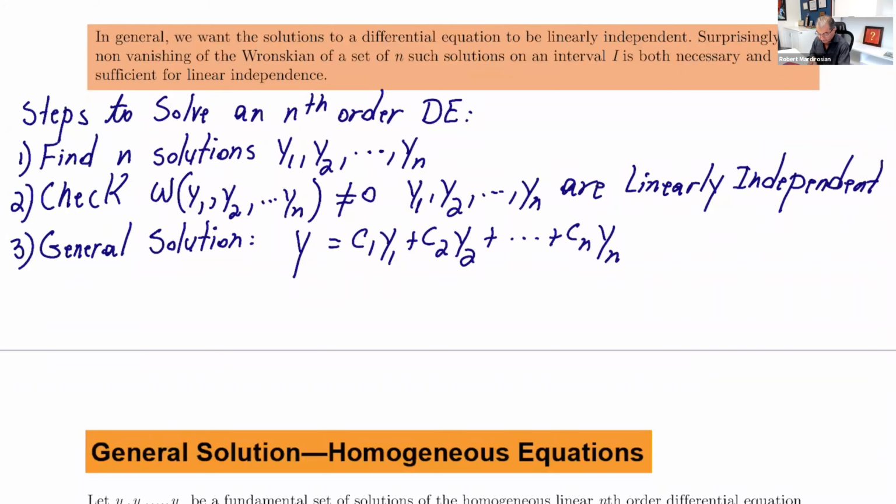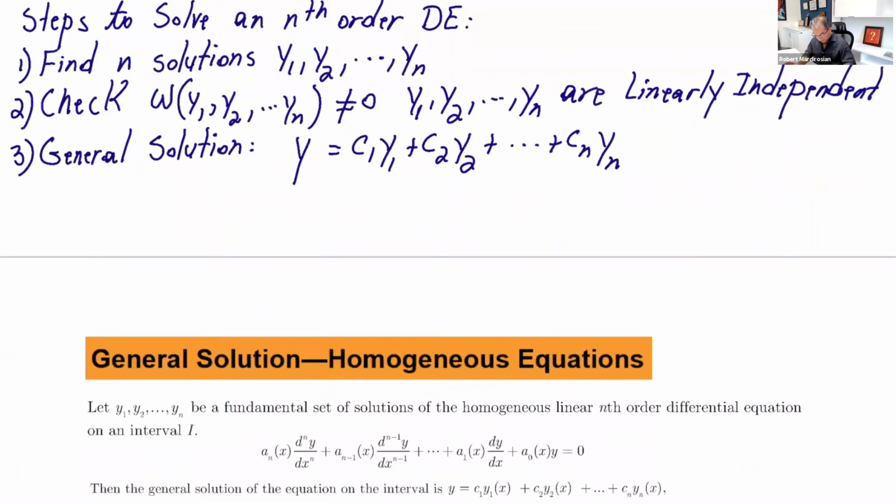The steps to solve an nth-order differential equation: what you need to do is find n solutions. These are the fundamental solutions, y1, y2, and so on. The second step is to check if they're linearly independent. So you calculate the Wronskian, and it has to be not equal to 0. When that happens, they're linearly independent. So you can write the general solution as c1 y1 plus c2 y2 plus dot, dot, dot, plus cn yn. Then any linear combination of those is going to be a solution for that given differential equation.